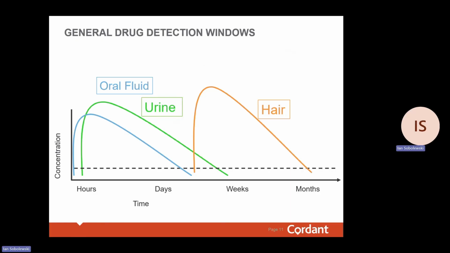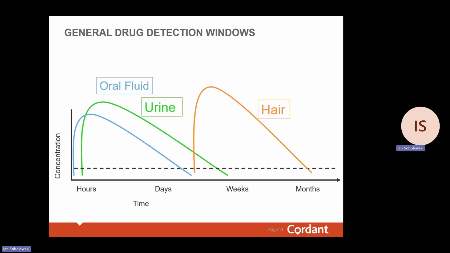If we look at urine, represented by this green line here, we can see drugs also start showing up in urine very soon after consumption, again, within an hour or so. And we have a bit of a longer detection window. It's typically 2 to 5, 3 to 5 days for most drugs. And there are some exceptions that we'll get into, but again, these are the general drug detection windows we're looking at.